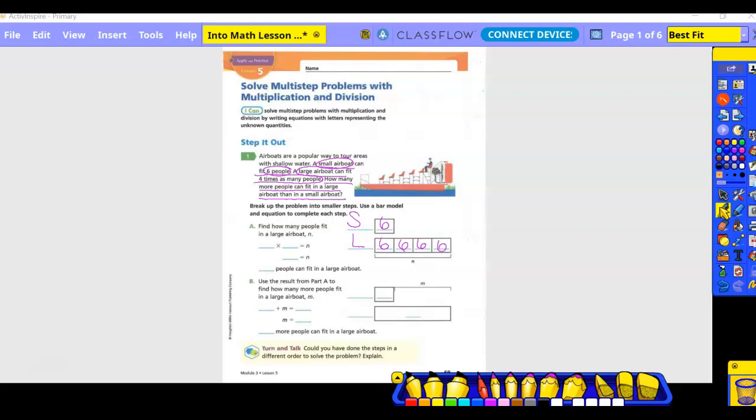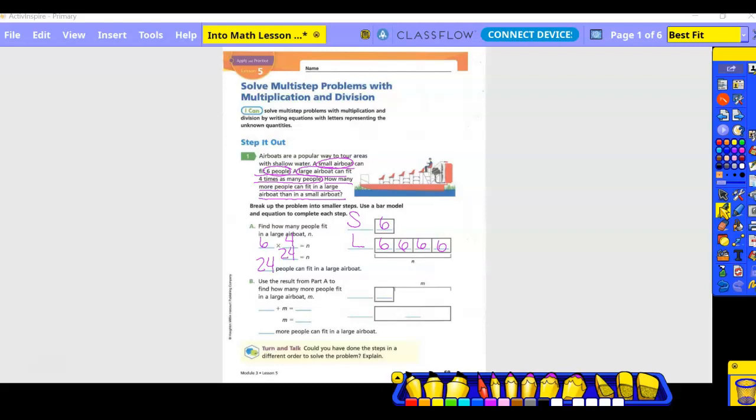So to find how many people can go in the large airboat, you need to take 6 times how many boxes? 4. So 6 times 4 is 24. So 24 people can fit in the large airboat.